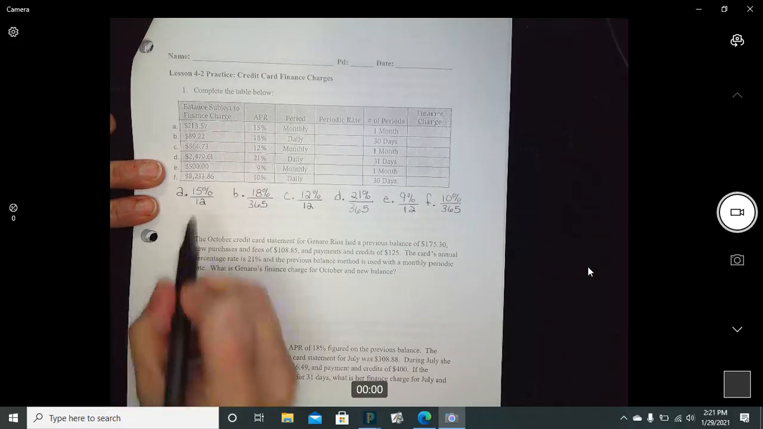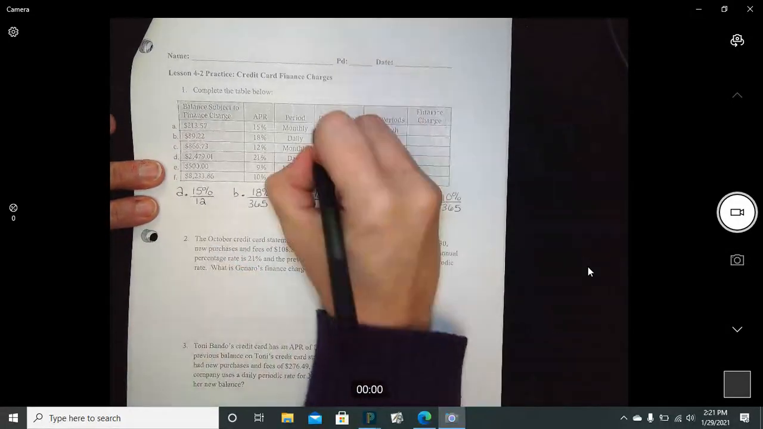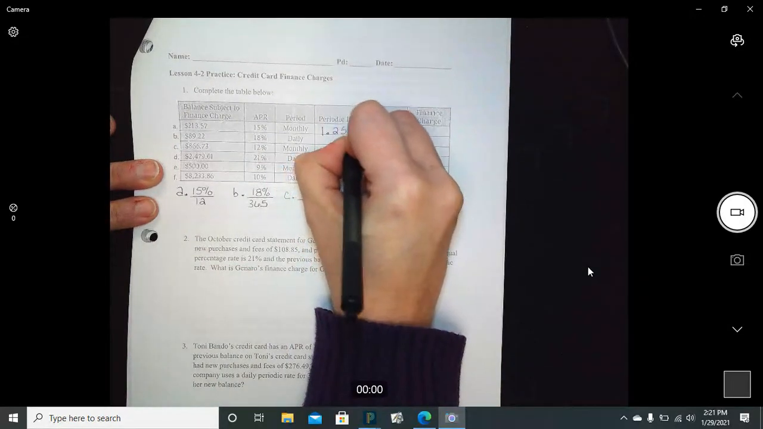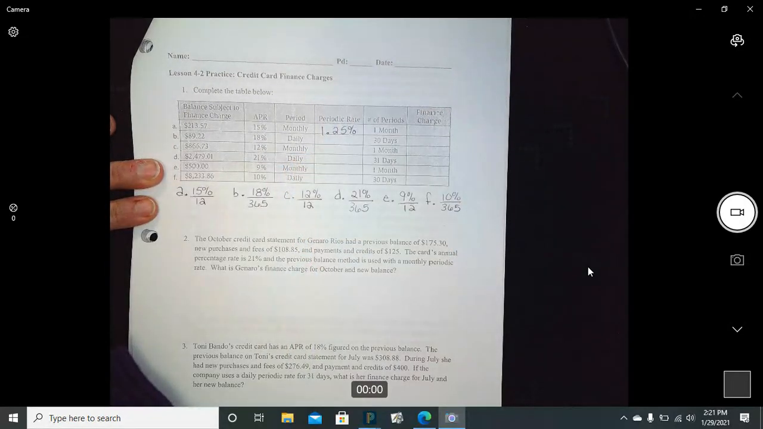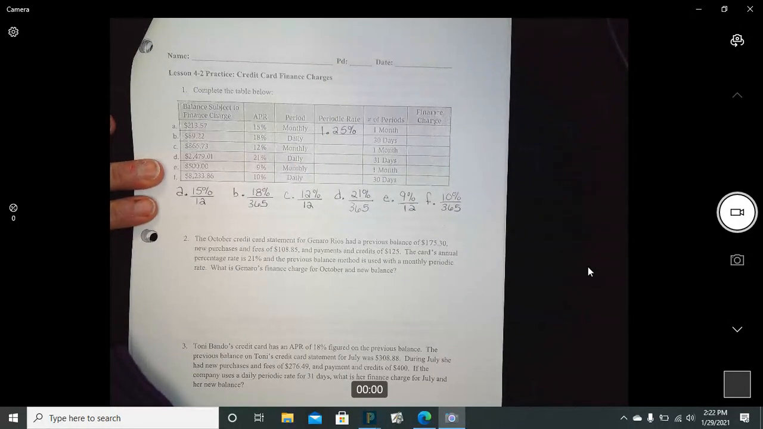So for the first one, I would take 15% divided by 12. My periodic rate is going to give me 1.25%. How to find the finance charge, I'm going to skip so that you can take a look at a better one.